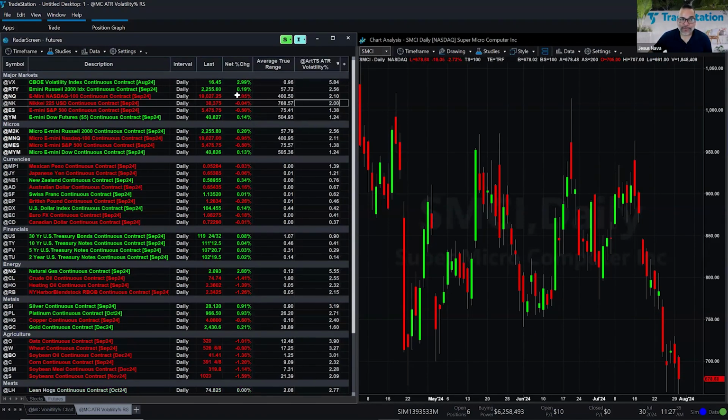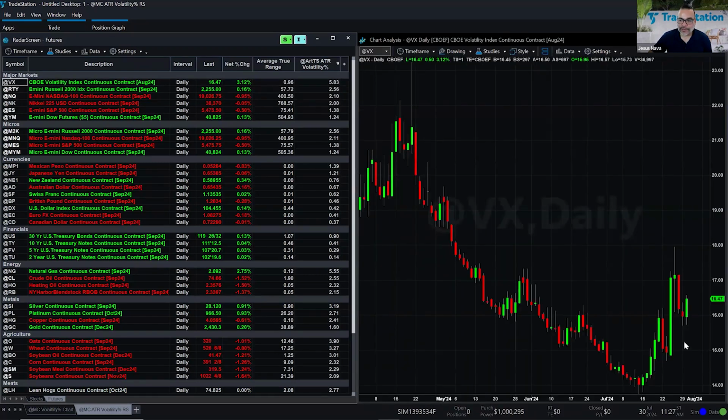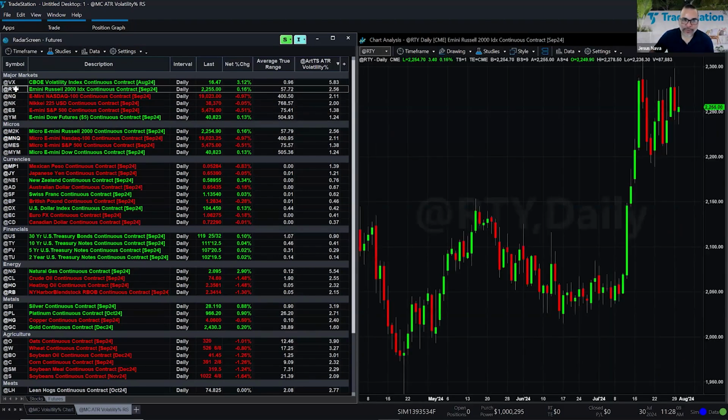Percentage-wise, for example, out of all the major market indices, the one that has the biggest percentage movement is the volatility index, the CBOE VIX. If I click it to load it here on the chart, you can see that in the past few days, couple weeks, the candlesticks have been major when it comes to measuring the high and the low. So these are sorted in descending order. The second one would be the E-mini Russell 2000. We can see the big candles here as well.